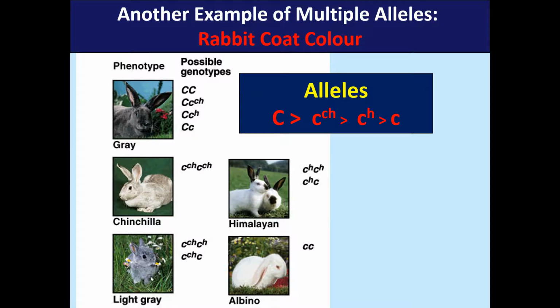And you notice there's no one color or one allele that codes for light gray. It's a combination of chinchilla and Himalayan, or chinchilla and albino, that produces a light gray color. So on an exam or quiz, you'd be given this entire chart. You don't have to memorize any of the genotypes for rabbits.